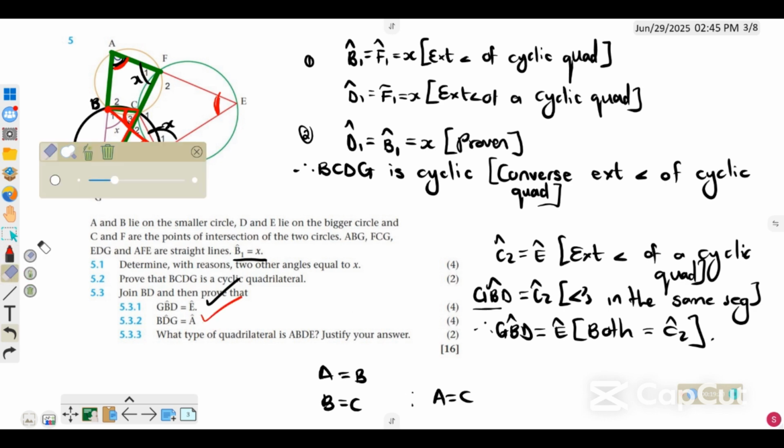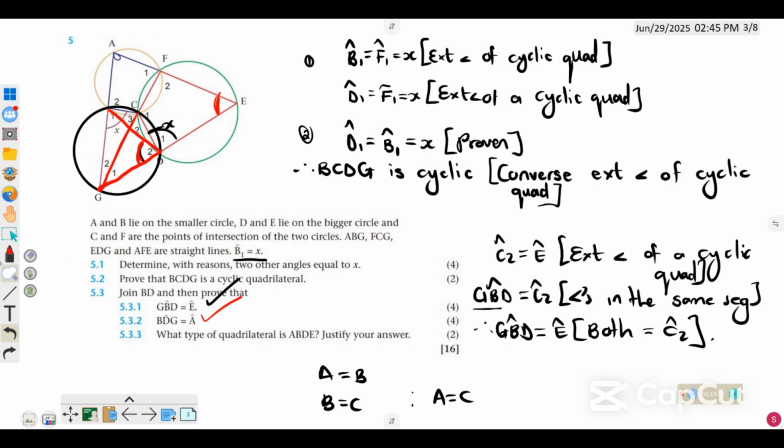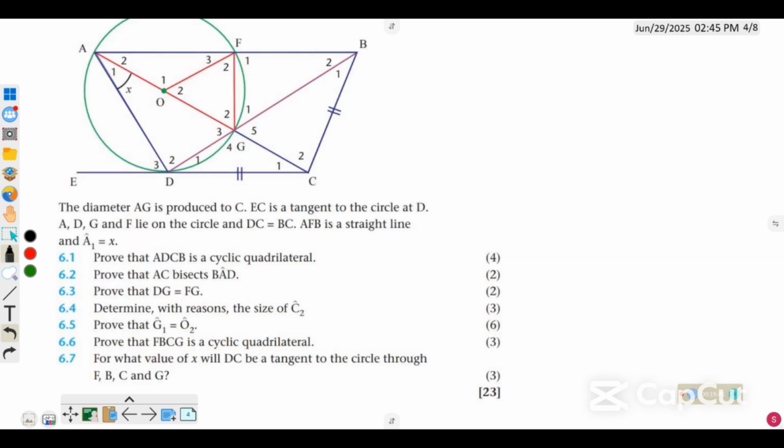Okay, what type of quadrilateral? Now this needs you to know a bit about shapes. That's for you to do. Okay, here we go again. Here's another one.